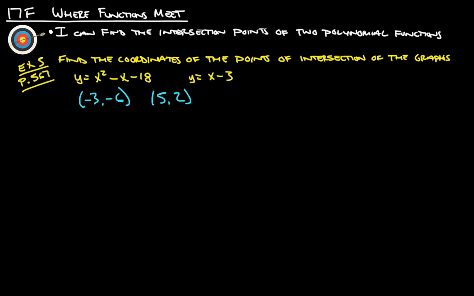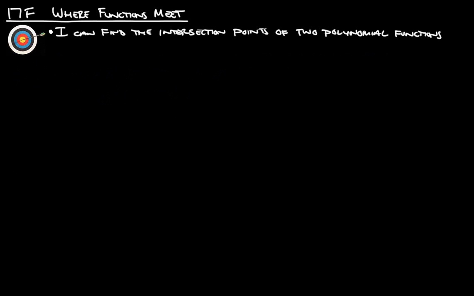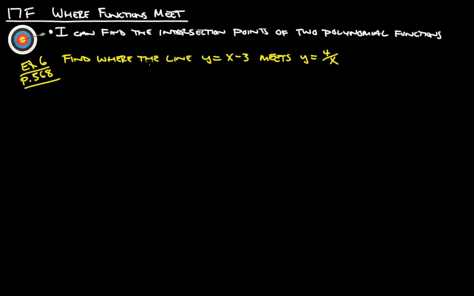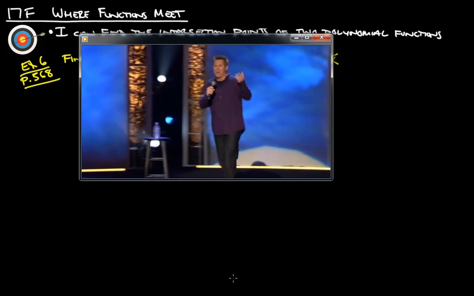Let's take a look at one other example and then see how you do. We're going to try to figure out this one: y equals x minus 3, and then y equals 4 over x. But of course, before that, we should take a short little video break.